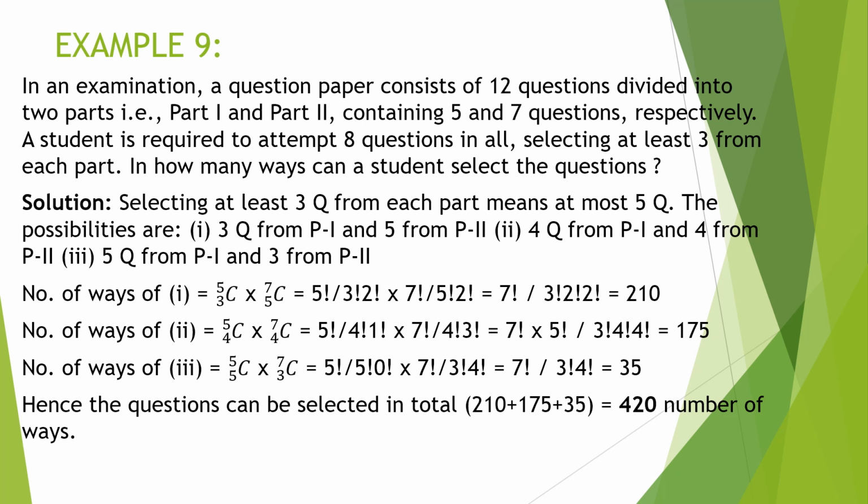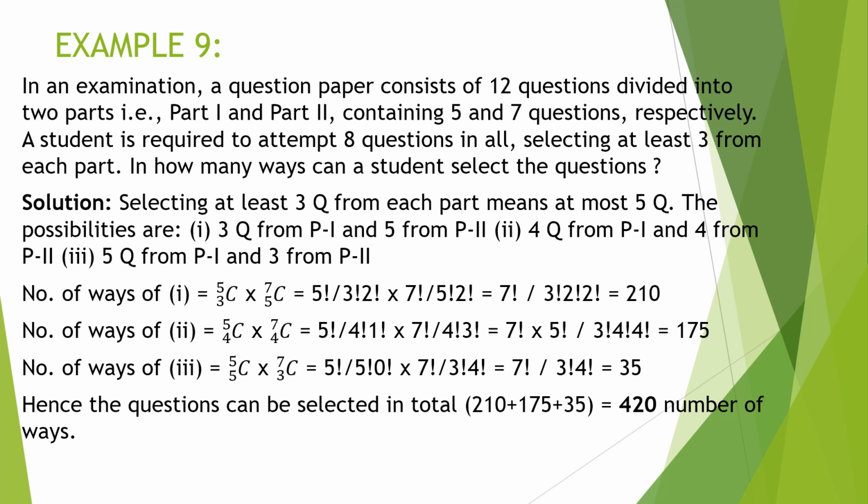Example 9. This kind of examples are also asked. In an examination, a question paper consists of 12 questions divided into 2 parts, part 1 and part 2, containing 5 and 7 questions respectively. That means part 1 consists of 5 questions, part 2 consists of 7 questions. A student is required to attempt 8 questions in all, selecting at least 3 from each part. In how many ways can a student select the questions? Have you ever imagined this many possibilities are there?